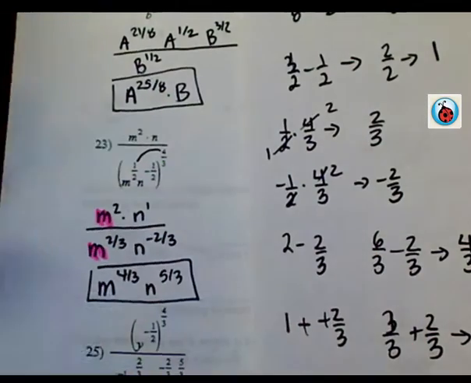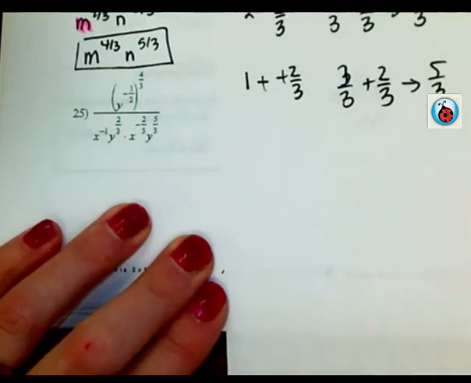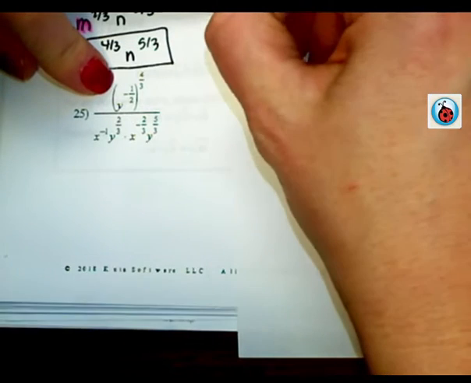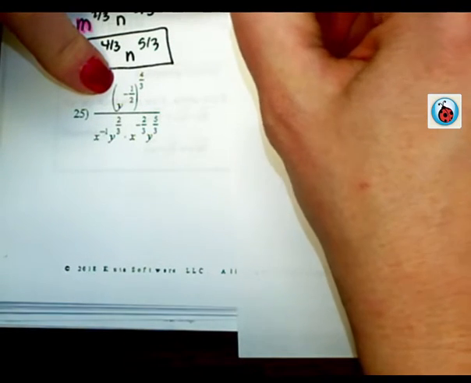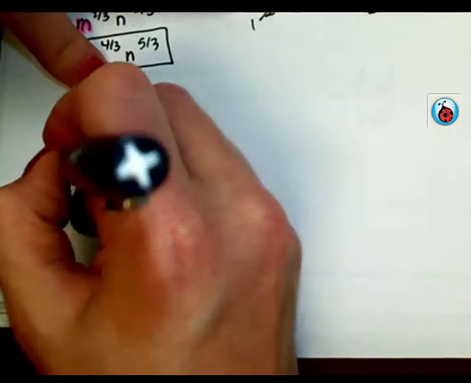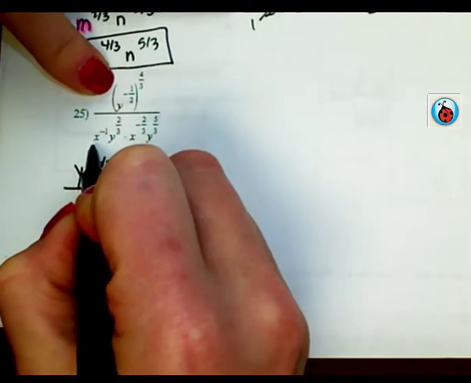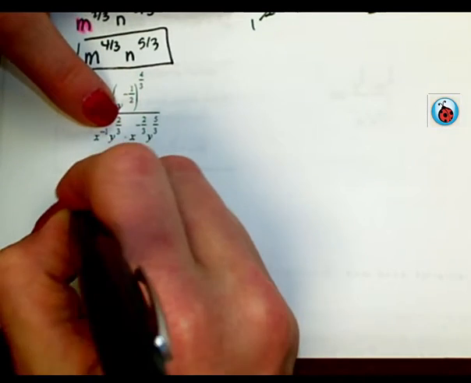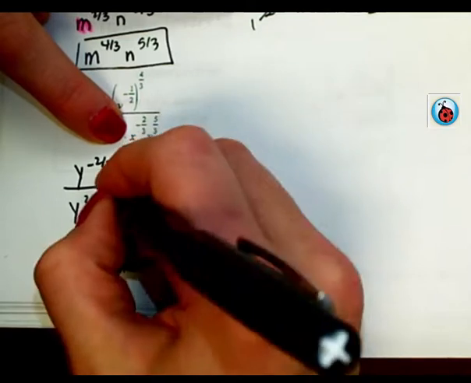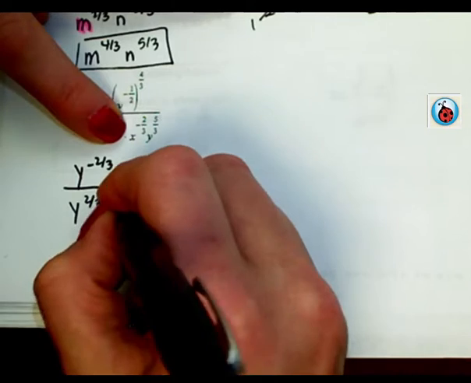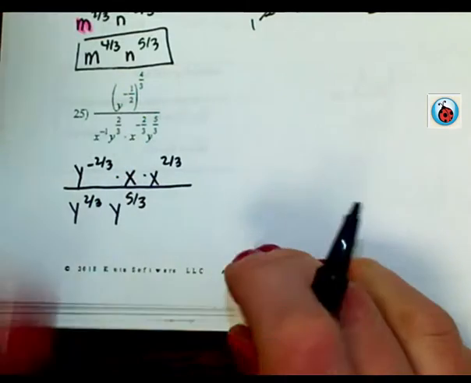Okay, so let's do number 25. Okay, scratch work. Okay, so I have my exponent rule, power to a power, negative 1/2 times 4/3, negative 2/3. Okay, I do see this negative exponent here, so I'm going to go ahead and move that. Okay, y to the 2/3 doesn't move. Okay, x to the negative 2/3 will move, and y to the 5/3 will not move.